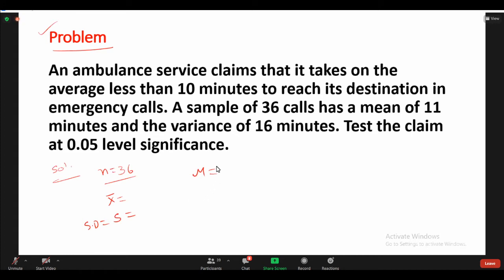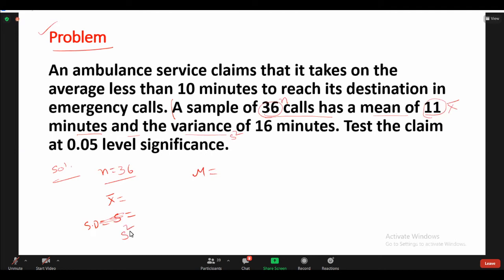See here, this line: a sample of 36 calls. Read that question. Here, identification is most important. A sample of 36 calls, this is n, small n, has a mean of 11 minutes. That is x bar, 11 minutes, and the variance. Variance means this is a sample variance. Sample variance is denoted by s square.